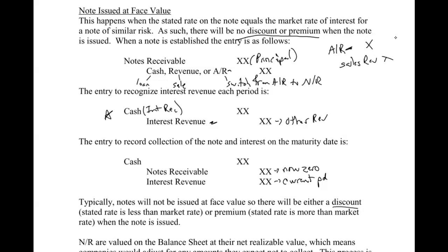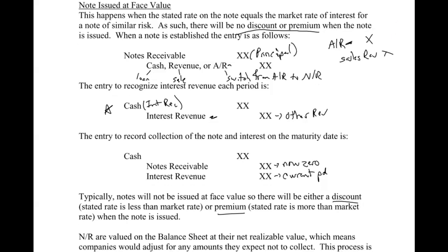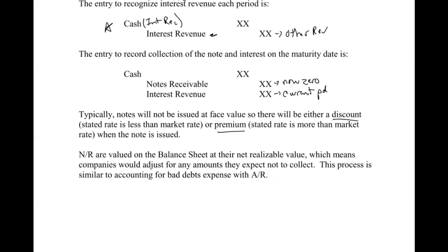All right, so if we notice here, it says typically notes will not be issued at face value, so there will either be a discount or a premium depending on the stated rate on the note and the market rate at the time. That's what we'll get into next. And then you might have non-interest bearing notes, where there's no rate explicitly stated on the note. So we'll talk about that.